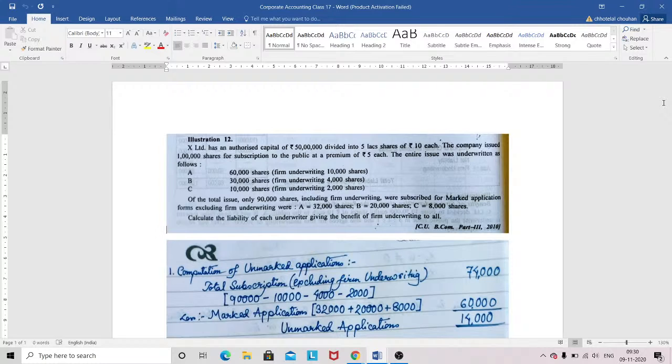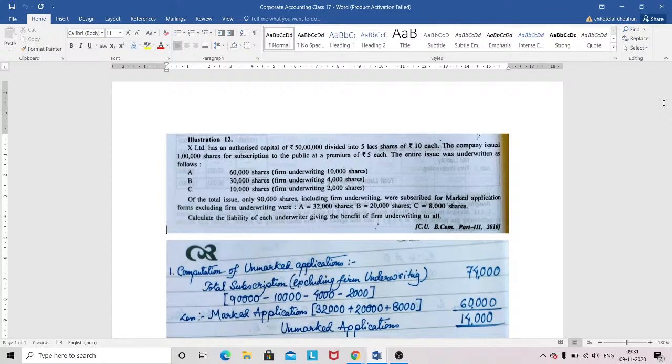ঠিক আছে, so the company is wanting to issue 1 lakh shares, so your gross liability is nothing but 1 lakh. The entire issue was underwritten as follows. Look at that: 60,000 A, 30,000 B, and 10,000 C. Total is 1 lakh. And firm underwriting individually given for A 10,000, for B 4,000, for C 2,000. Of the total issue, only 90,000 shares including firm underwriting were subscribed for marked application excluding firm underwriting.